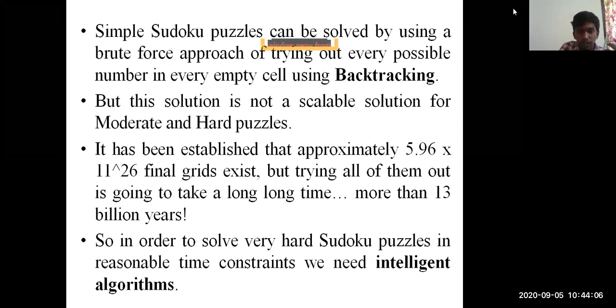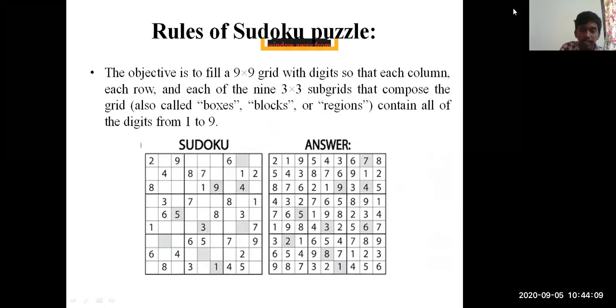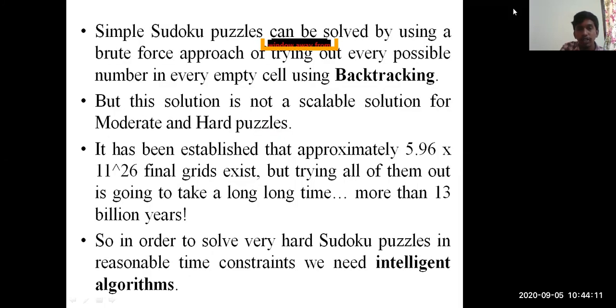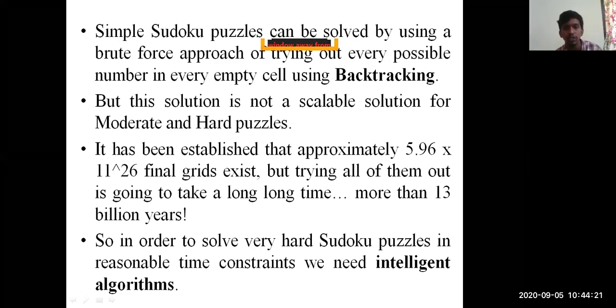Okay, so the rules are very simple, guys. You need to meet the constraints and finally reach your solution. The simple Sudoku puzzle you are going to use can also be solved with a brute force approach by applying a backtracking algorithm, but it can be applied only to simple puzzles. If you want to go for moderate or hard puzzles, the brute force approach might not be efficient, and you need some intelligent machines which can automatically guide you to good solutions.